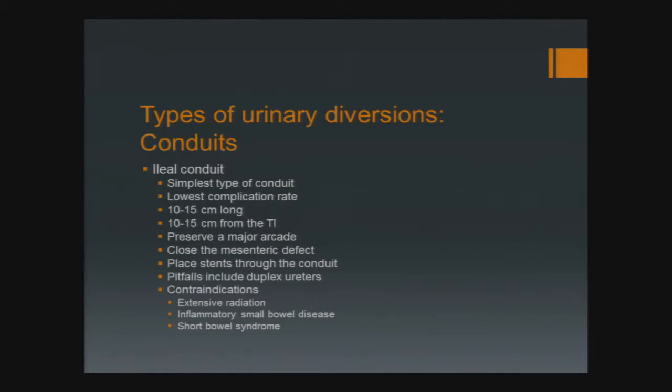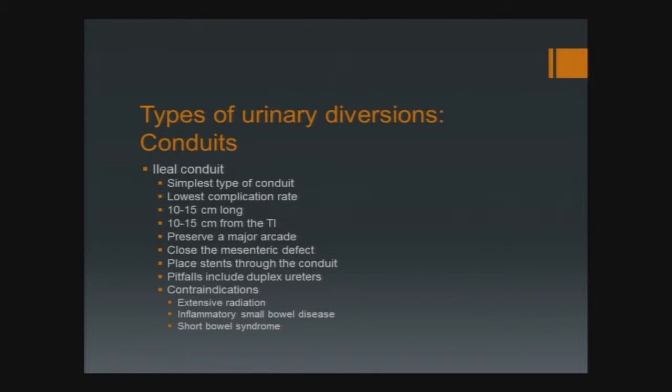We work to preserve a major arcade. I'm sure most of you are aware of this, but we transilluminate the mesentery to try and identify an appropriate vascular supply and then harvest. I believe I saw Dr. Moore do that first as a PGY2. And then we close the mesenteric defect to prevent internal hernias after we've harvested the ileum. Placing the stents through the conduit for the reasons listed earlier.